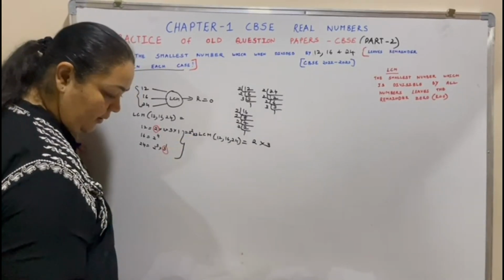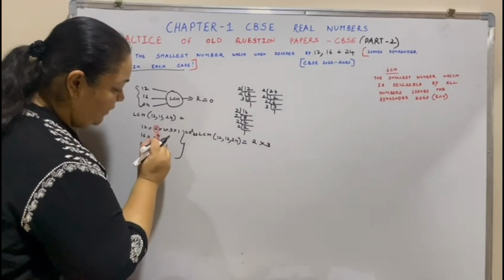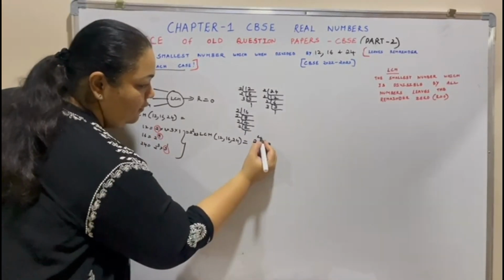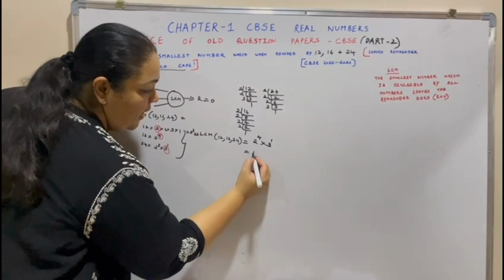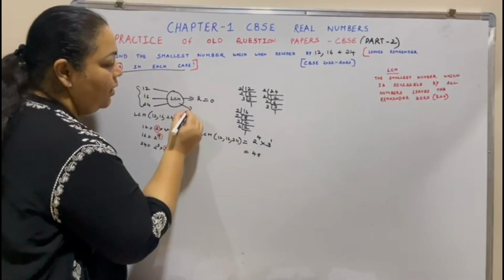Comparing all three, 4 is the highest power of 2, so we write 2 to the power of 4. And for 3, only 1 is there, so 3 to the power of 1. So the answer is 48. So we found the LCM.